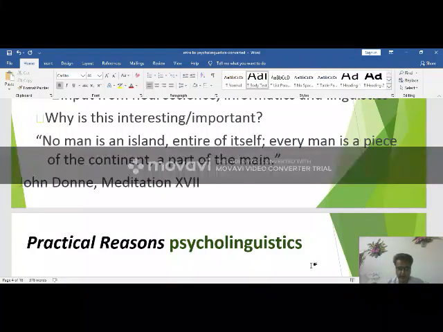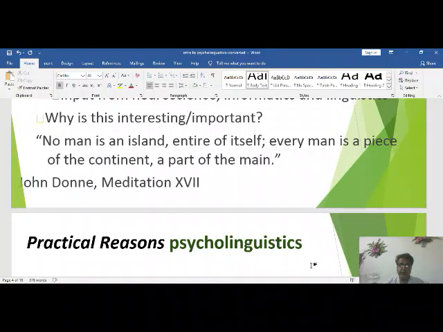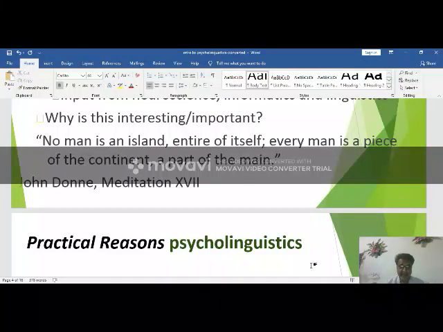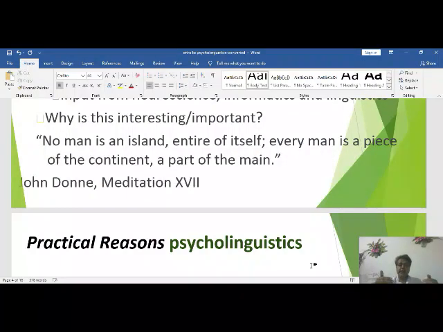John Donne, one of the famous poets, says that no man is an island entire of itself. Every man is a piece of the continent, a part of the main. So in this particular context, it is said that psycholinguistics itself might need the contributions of other fields as well. Similar is the case with other fields of linguistics. They are concomitant, they are interdependent, they have to take help from one another. Similar is the case with psycholinguistics.